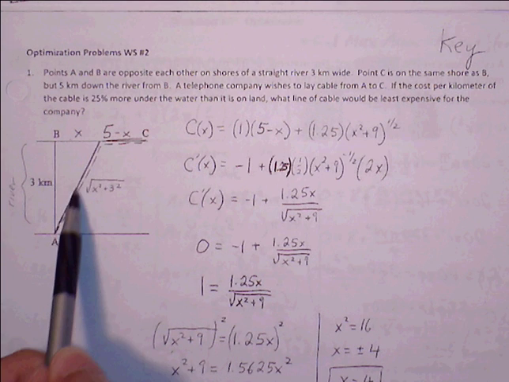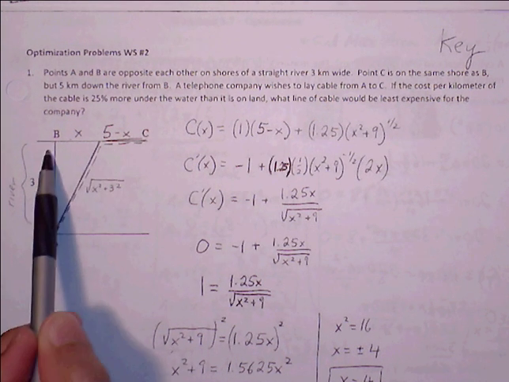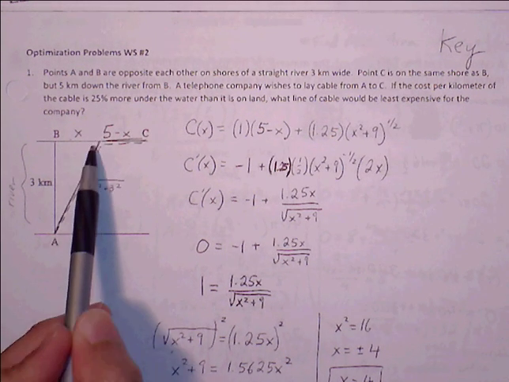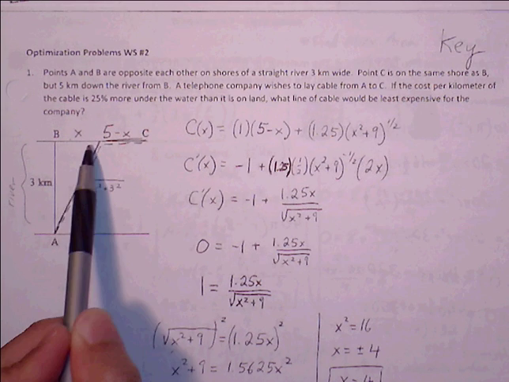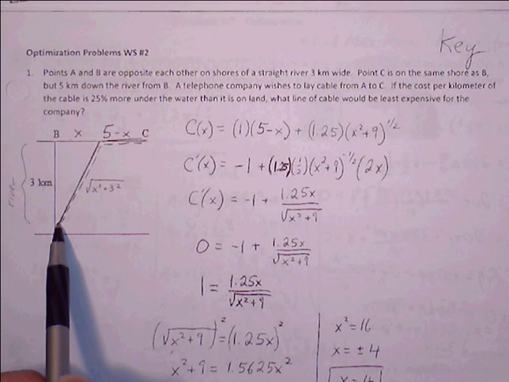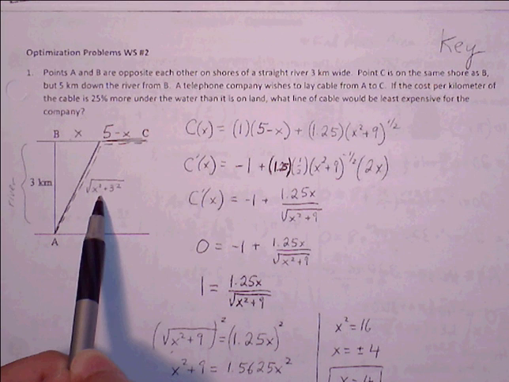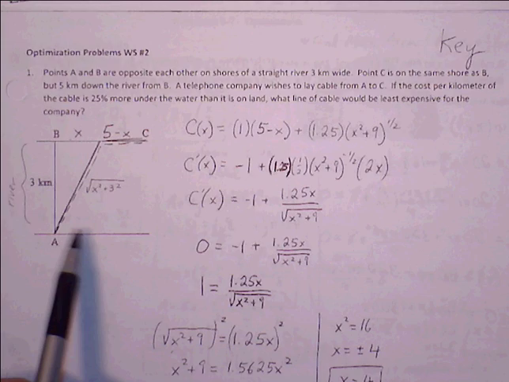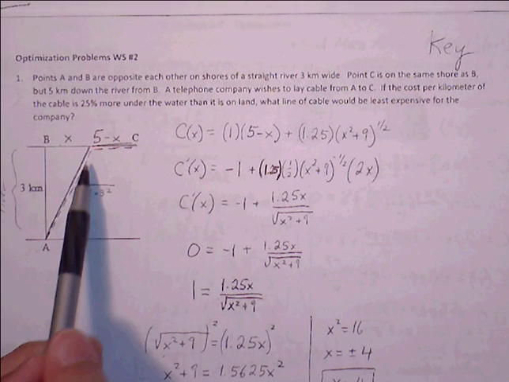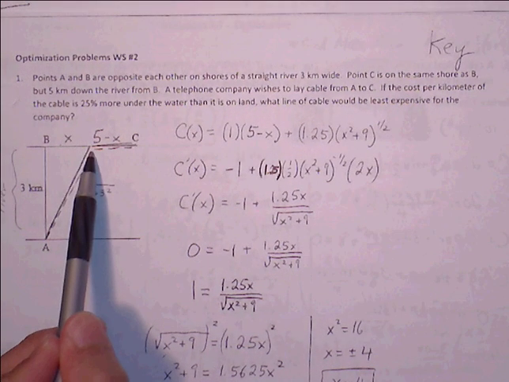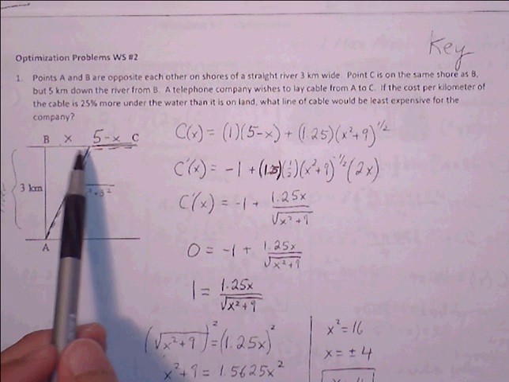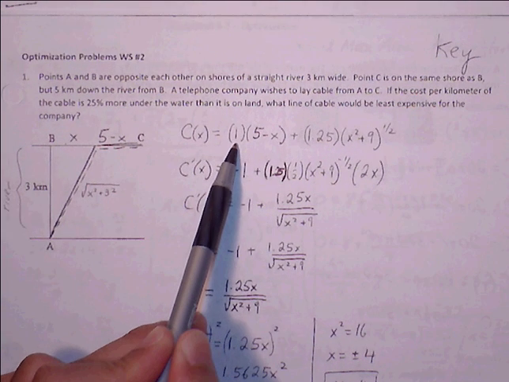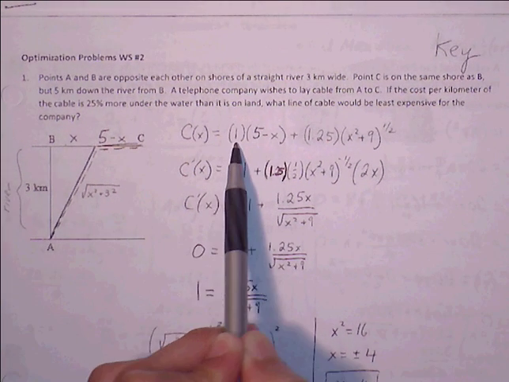Then this distance here, we can think of as the hypotenuse of a right triangle using legs of x and 3 kilometers. By the Pythagorean theorem, the hypotenuse is going to be the square root of one leg squared plus the other leg squared. So root of x squared plus 3 squared must be the distance from point A to whatever this new point is. We can call this point D. So we know the cost on land is going to be 5 minus x times 1.